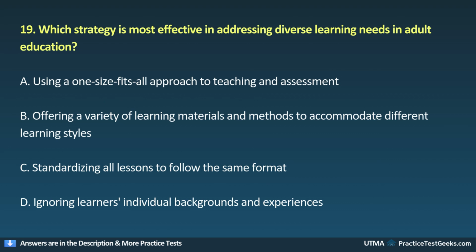19. Which strategy is most effective in addressing diverse learning needs in adult education? A. Using a one-size-fits-all approach to teaching and assessment. B. Offering a variety of learning materials and methods to accommodate different learning styles. C. Standardizing all lessons to follow the same format. D. Ignoring learners' individual backgrounds and experiences.